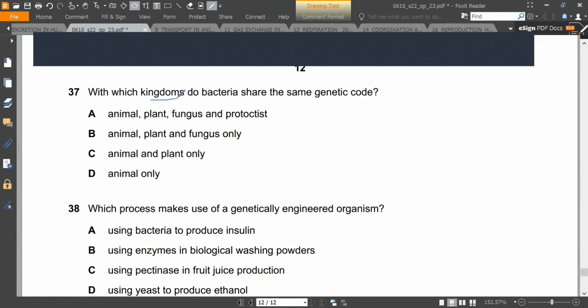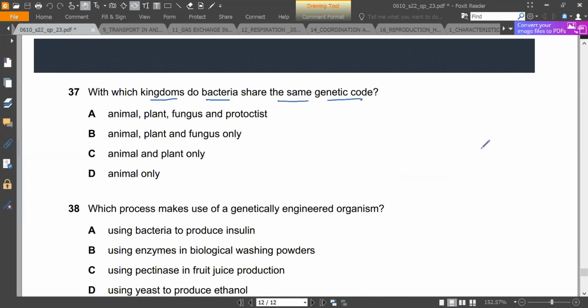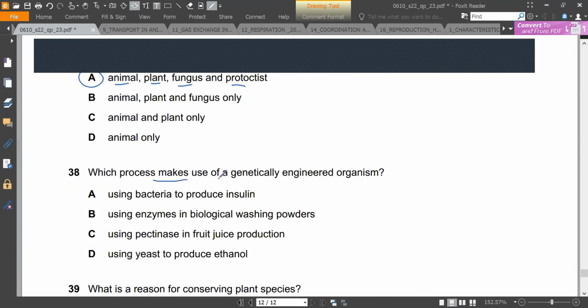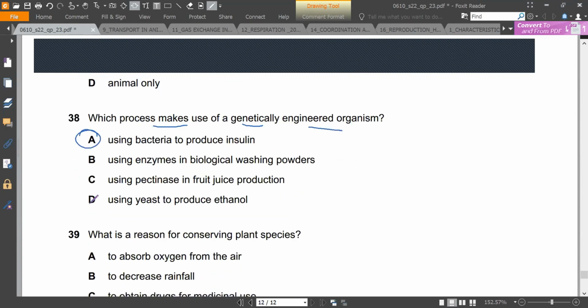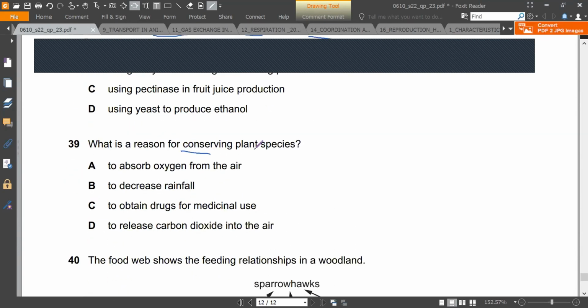Which kingdoms do bacteria share the same genetic code with? This one will be all of them: animal, plant, fungus, and protoctist. So all of the five kingdoms together. Which process makes use of a genetically engineered organism? This is the production of insulin using bacteria. Reason for conserving plant species: to obtain drugs for medicinal use.